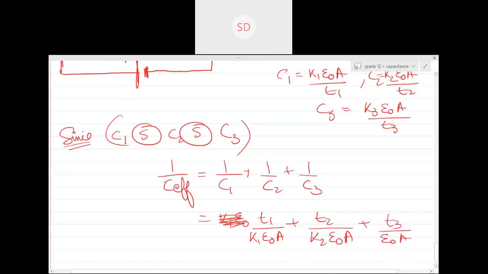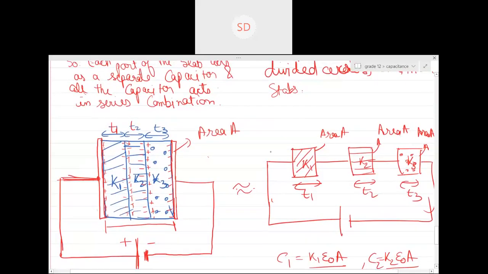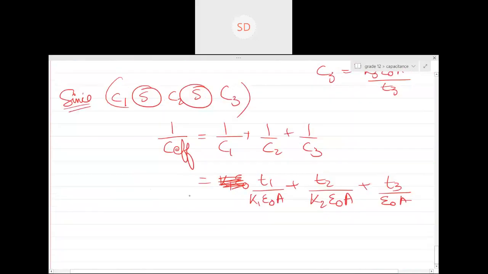So this will be 1 by C effective, by the way. So if you consider all of these as one single capacitor, can you see what is the effective length of the capacitor? D, right? And let's say the effective dielectric constant is K effective. Are you getting my point, guys? From here, C effective, first of all, let's calculate.